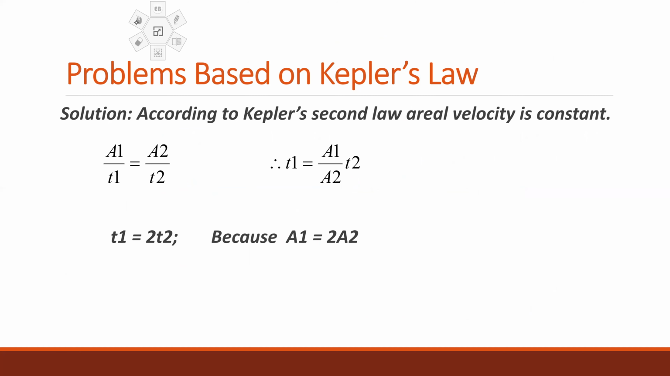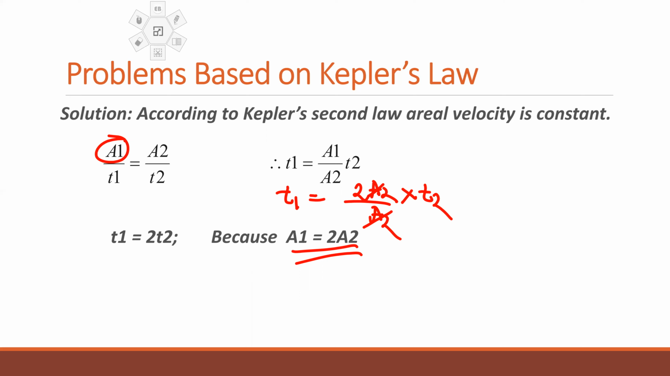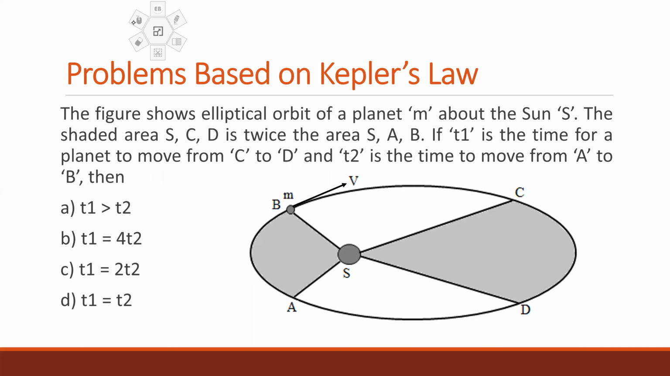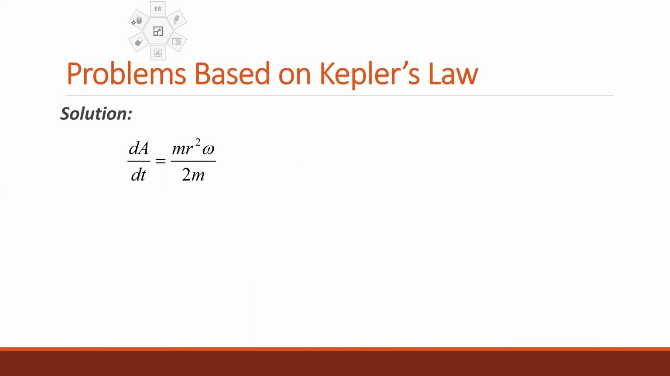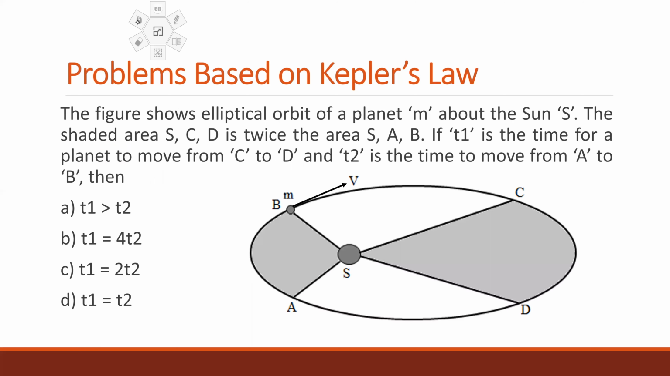Here I have written the solution. A1 by T1 equal to A2 by T2. But here A1 is nothing but 2A2. Substitute here. Then T1 equal to 2A2 divided by A2 into T2, so this gets cancelled. What is left is T1 equal to 2 times T2. This is the right answer. Next question.